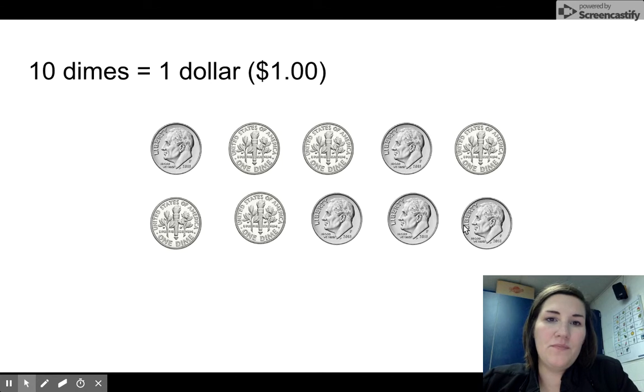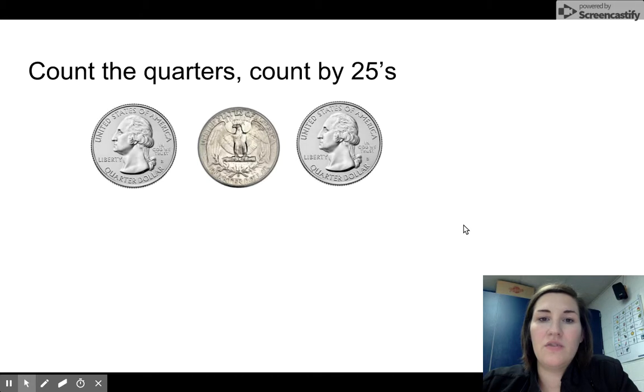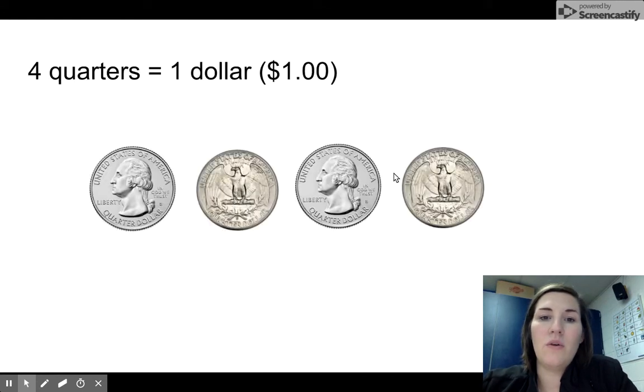Then finally, we have a quarter, which is 25 cents. So if I count by 25s, I'd start 25, 50, 75, and so on. So I would need 4 quarters, and that's easy to remember since we know our fractions. Quarter means there's 4 pieces in the whole, so I would need 4 of those coins to make $1. Let's try counting those together. 25, 50, 75, 100, or $1.